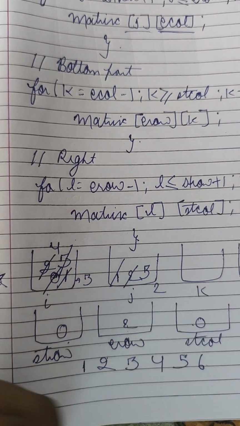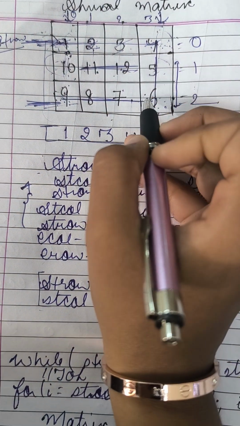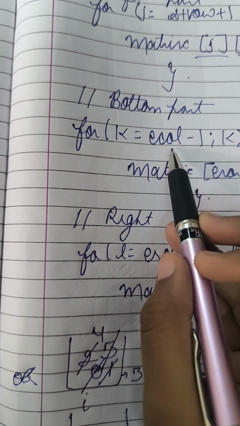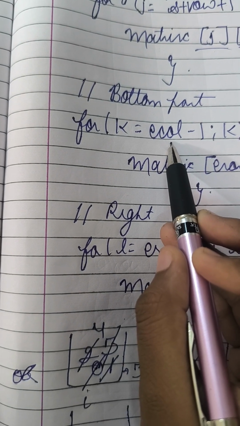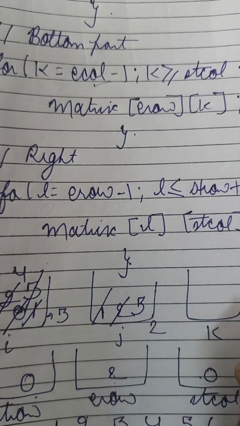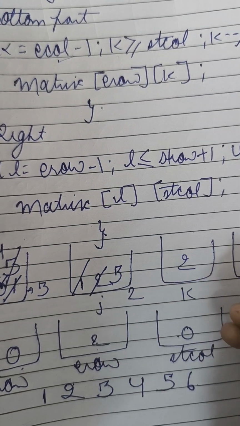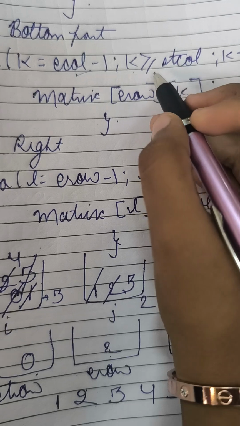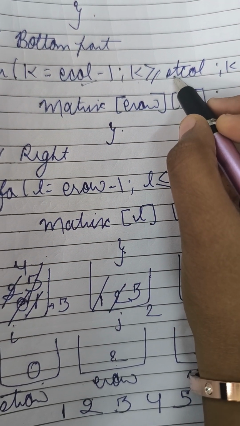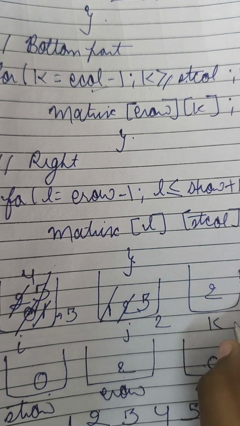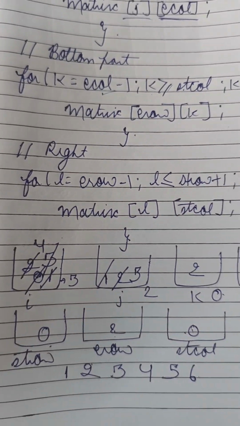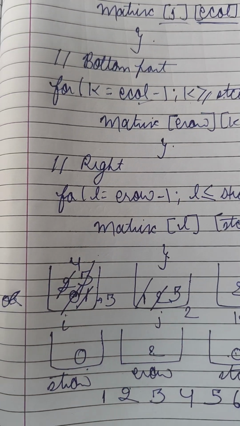Now top part got printed, left part got printed. Now for printing the bottom part, what condition have we applied? Ending column minus 1, which is basically 2, right? So inside k, 2 is going to be stored first, and the condition is k should be greater than or equal to starting column. Starting column over here is 0. So from 2 to 0 it is going to be printed over here.